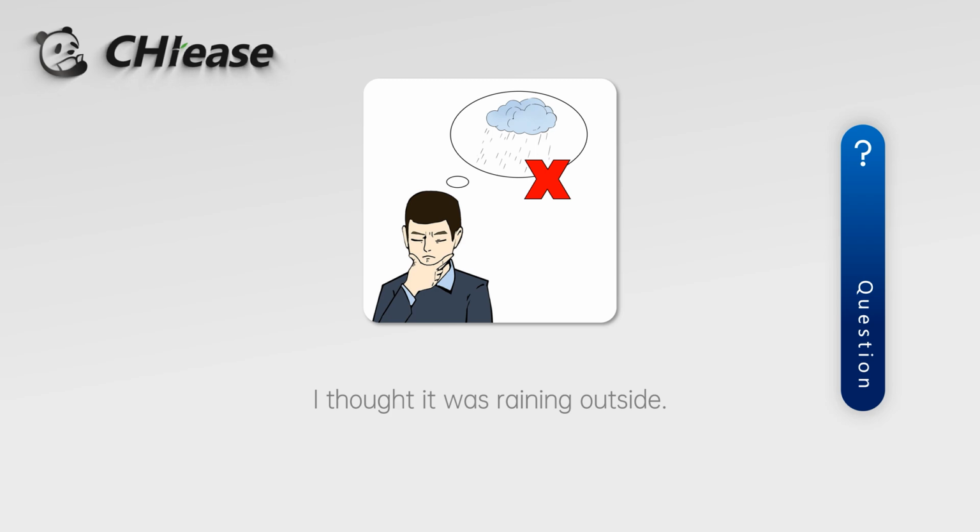Now let's look at this picture. Can you make a sentence according to this picture? How to say, I thought it was raining outside. We will see the answer in the next video.